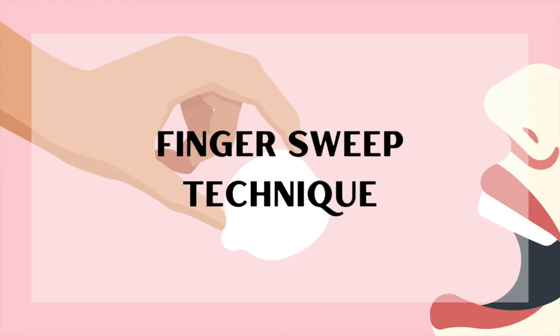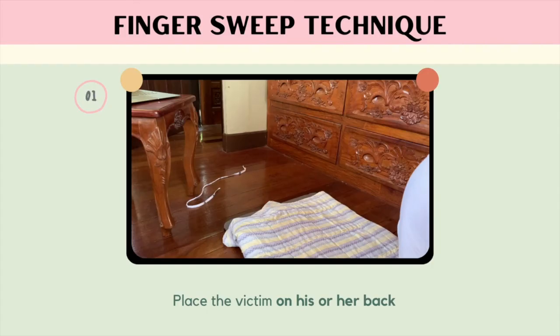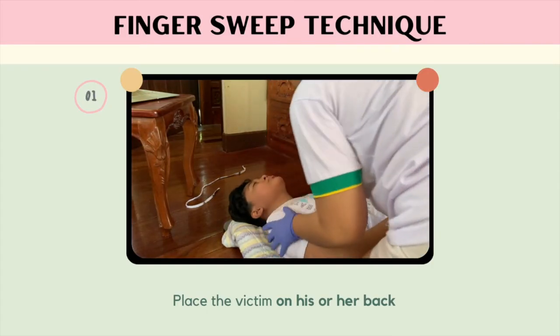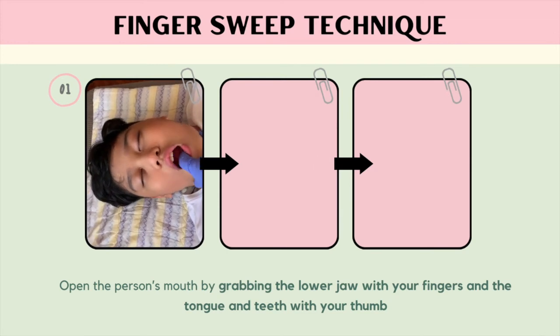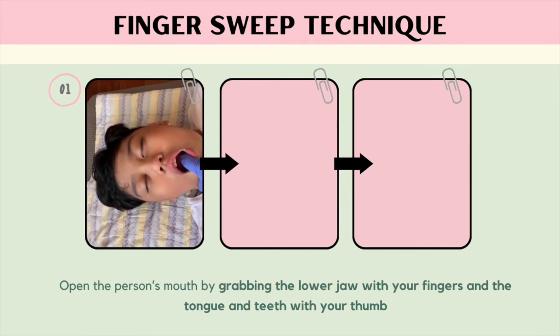Finger sweep technique. A finger sweep is an attempt to manually remove an airway obstruction that has become dislodged or partially dislodged. It is applicable only for the unconscious. First, place the victim on his or her back. Open the person's mouth by grabbing the lower jaw with your fingers and the tongue and teeth with your thumb.